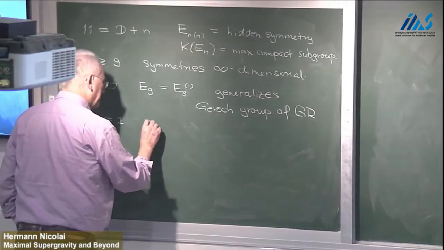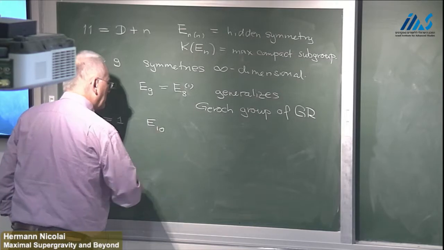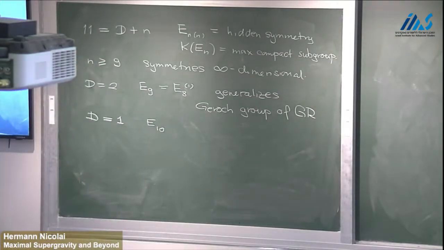Now, the first question you might ask here, of course, is: how comes that if you reduce down to 3 dimensions or more, it's a finite dimensional group, and suddenly it becomes an infinite dimensional group?